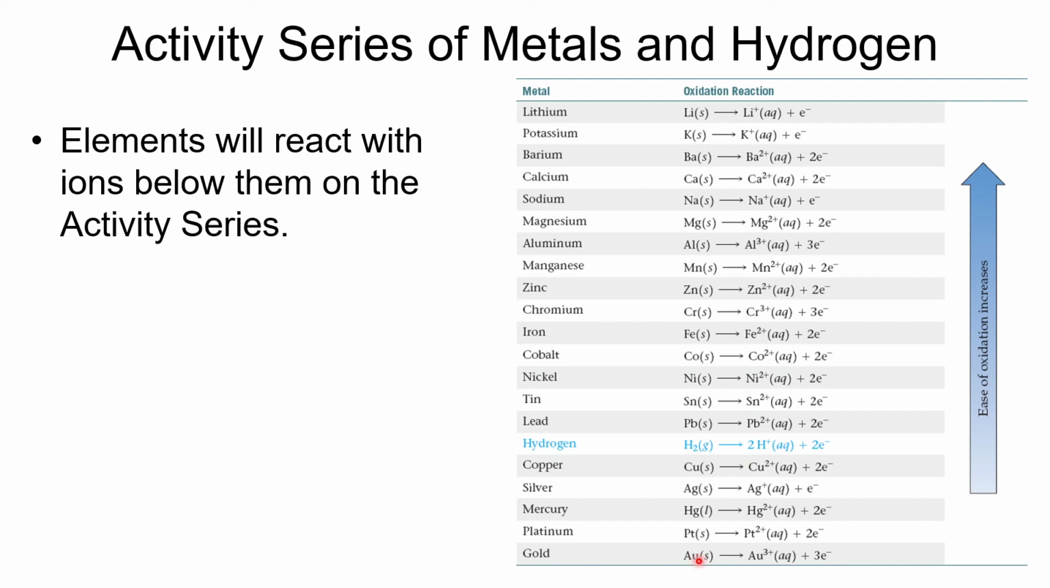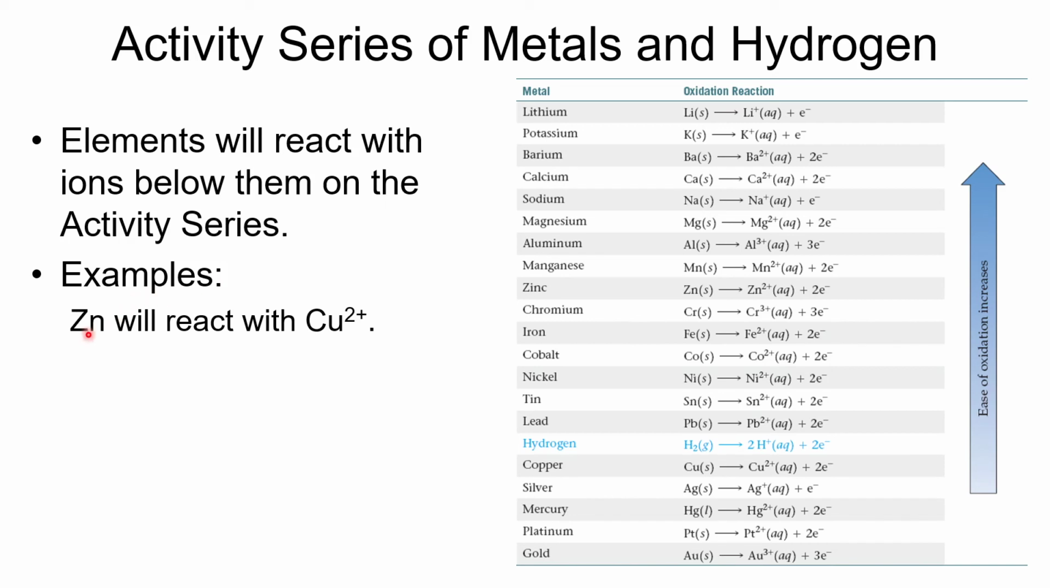In order to get gold to react with acid, you need to have concentrated nitric acid and add a lot of HCl gas into it. They call that aqua regia. Anyway, it's really, really difficult to react gold and get to the gold 3 ion. But the point of this is that elements will react with the ions below them, and the elements will not react with the ions above them.